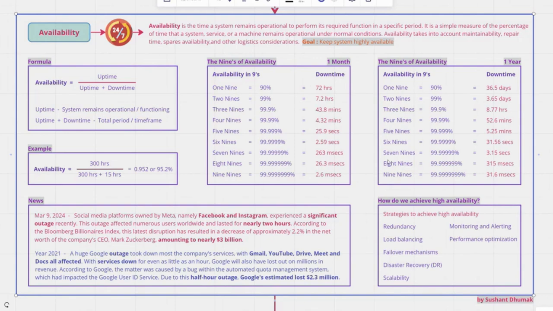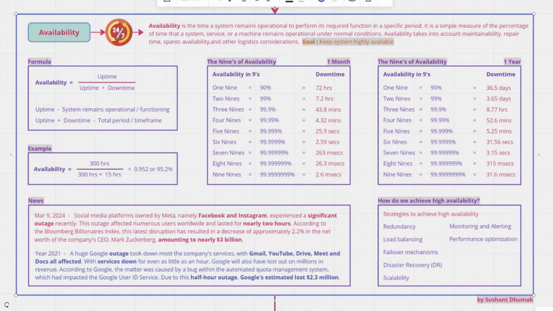Again, here also same thing, 1 nine, 2 nines, and 3 nines. Just keep one point in mind, that 3 nines means it's 99.9. Okay, 4 nines means 99.99. So there is a decimal point also in between, and accordingly the calculation changes. All right. So this is about availability, and our goal is to keep the system highly available.